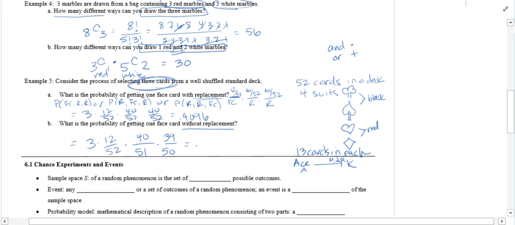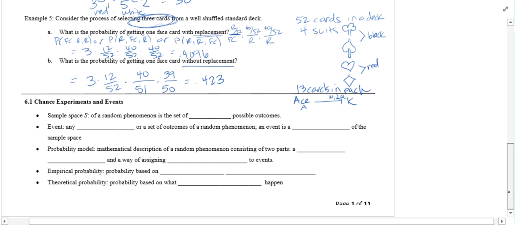Okay, so when you calculate this, you get 0.423, so you're slightly higher probability of actually having that happen when you leave cards out of the deck. Okay.